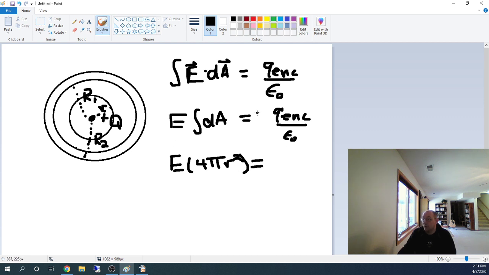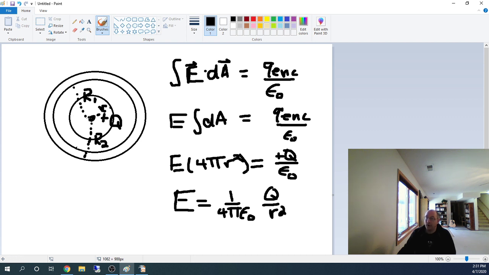The charge enclosed is, well, how much charge is on the inside of this? Well, this is all empty space in here. The only charge is plus Q. We haven't enclosed this charge with our little sphere, so we just get positive Q over epsilon naught, and we see that the electric field is 1 over 4 pi epsilon naught, which is the same thing as K, times Q, over r squared. It looks like the electric field due to a point charge.